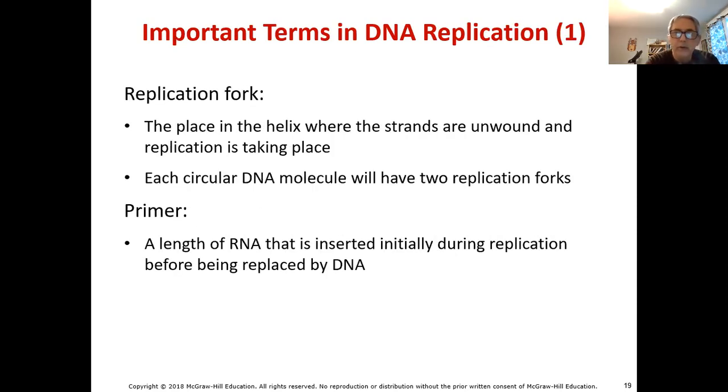And the site of replication of DNA is called a replication fork. That's where the helix is unwound and replication takes place. So if you remember, bacteria have just a single circular DNA molecule. We have linear DNA molecules. So in the bacteria, that circular DNA molecule will have to open up and have 2 replication forks. You need a primer to get started, which is RNA, and then the RNA gets removed.